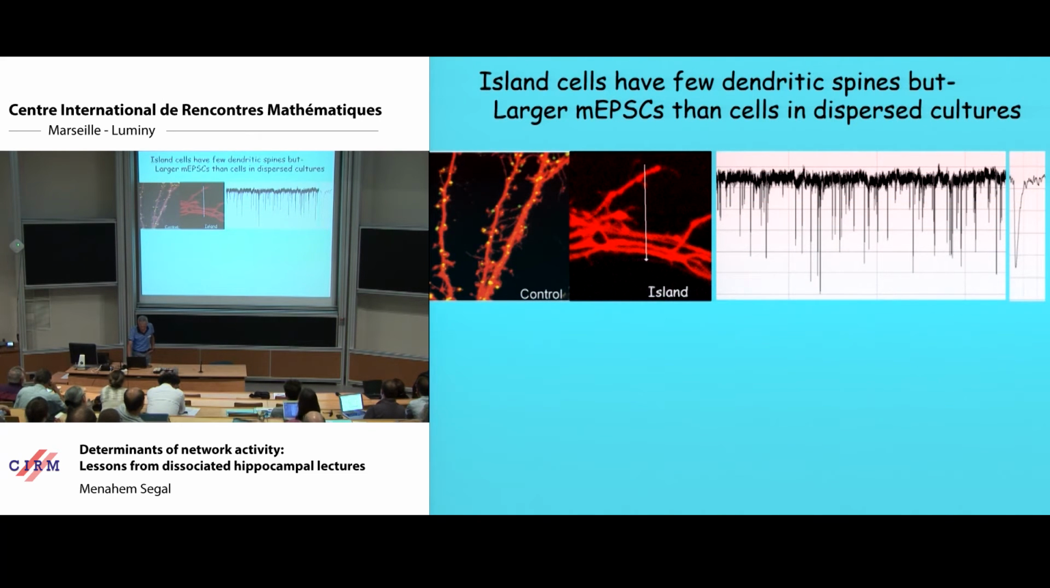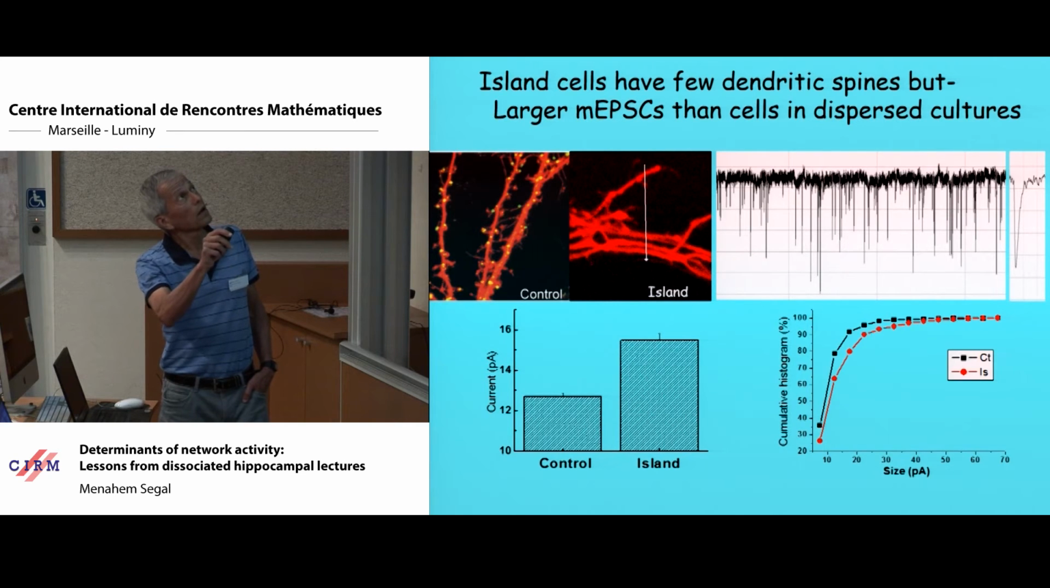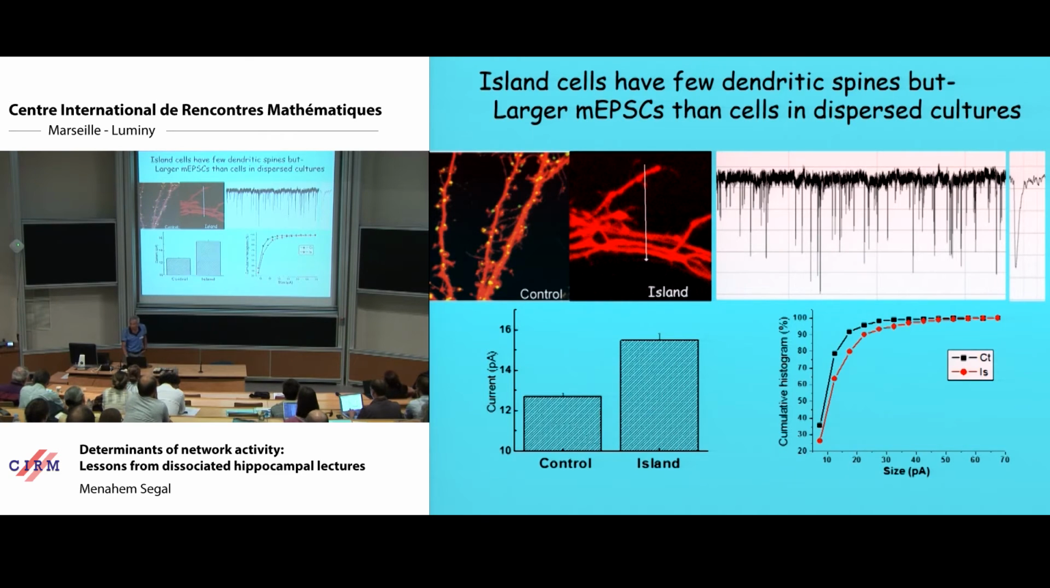So for those of us who are interested in dendritic spines, what I can say is that this is a normal control culture, dissociated culture, all networks. So all these synapses are on the dendritic spine, as the textbook tells us. In the island, there are very few spines, if at all. But when you record activity of them, miniature excitatory postsynaptic currents, they are far larger than in the control case. So they make synapses on the dendritic shaft, and they produce larger synaptic currents than in the control. Again, contrary to what commonly is believed.